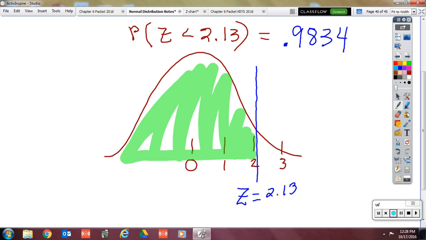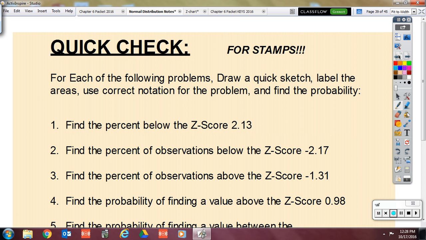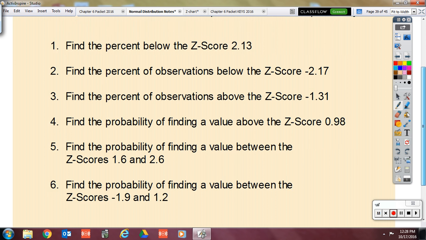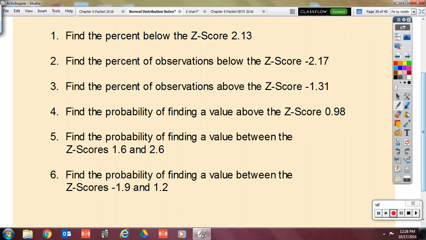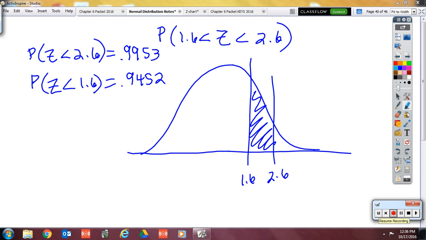Okay, very good. So I'll leave this slide up here so that you can have easy access to the problems you're doing. Do the rest of these 5, numbers 2 through 6, on that quick check, and I'll come around and stamp you while you're working. You want to talk to me real quick about finding the area in between those two amounts? How can I do that? Yeah, we're going to have to subtract.